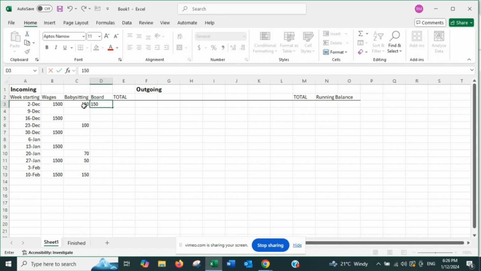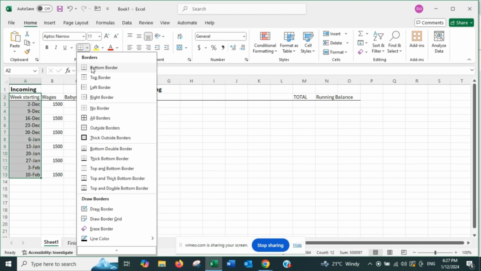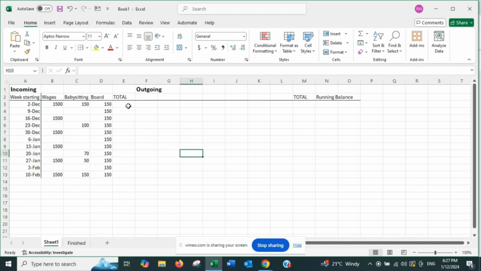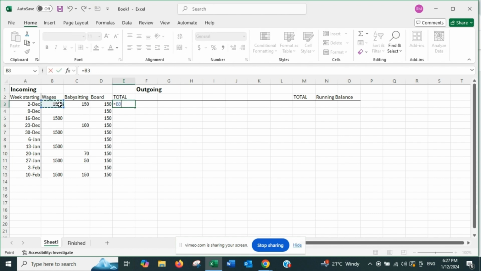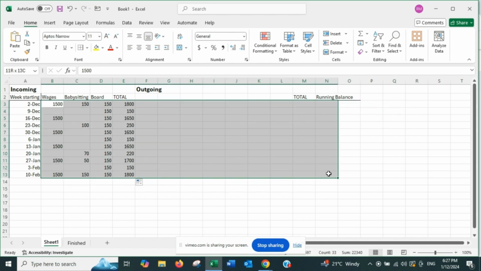The wages are fortnightly in this scenario. The babysitting jobs I've just popped in, and they are ones that I've got pre-booked for the next couple of months. And then the board, in this scenario, is if I were to have a housemate or somebody in a room share, and they'd be paying me board each week. So it's just a little income top up because we all need that in this day and age.